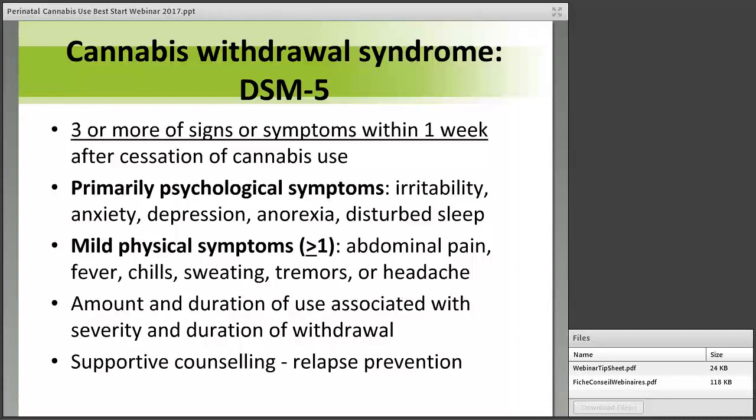There is no antidote to treating cannabis withdrawal. It's mostly supportive counseling to get them through these symptoms. Symptoms typically will last up to 1 or 2 weeks, but for example, some of the psychological symptoms such as disturbed sleep may be ongoing for even more than a month. And this is very difficult to cope with if you're not sleeping for that time period.